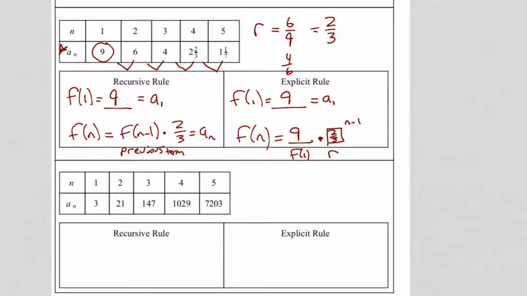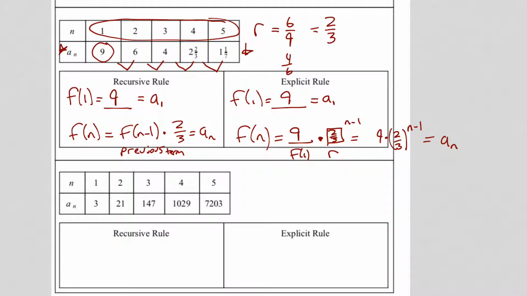So that is essentially the explicit rule for this sequence. If you were to rewrite it without all my boxes and lines, it would look like this: 9 times 2/3 to the n minus 1 power. And that's the same thing as a sub n. You could read this: a sub n is equal to 9 times 2/3 to the n minus 1 power, or f of n is equal to 9 times 2/3 to the n minus 1 power. And you can test it out, right? If I plug in any of these numbers here, you're going to get the following numbers below.